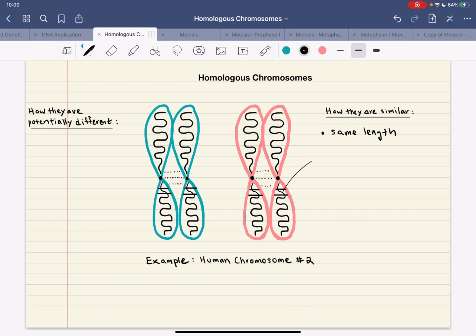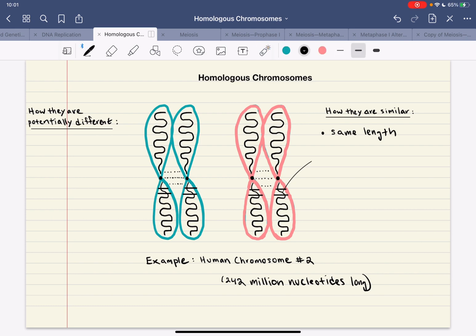So just to give you a real example, if we were talking about human chromosome number 2, that chromosome, which we all have as humans, is 242 million nucleotides long. So what I'm trying to say is both of these are 242 million nucleotides long. That makes sense. They're the same type of chromosome.